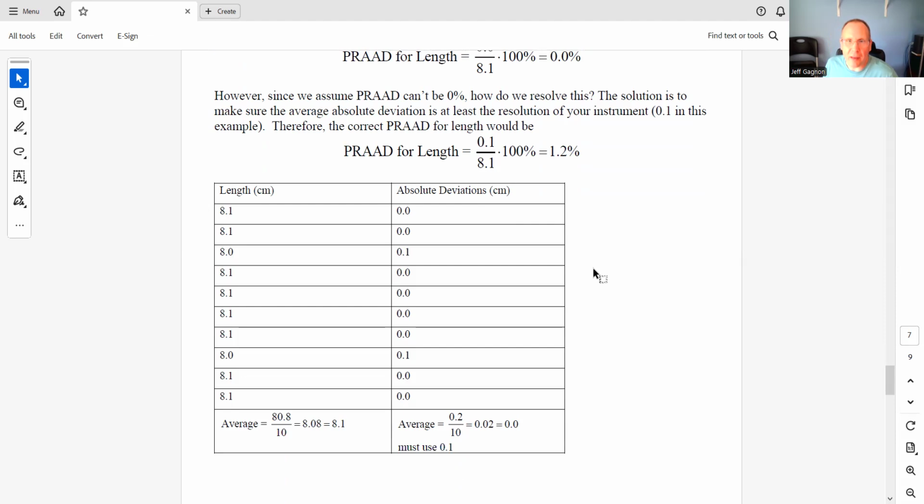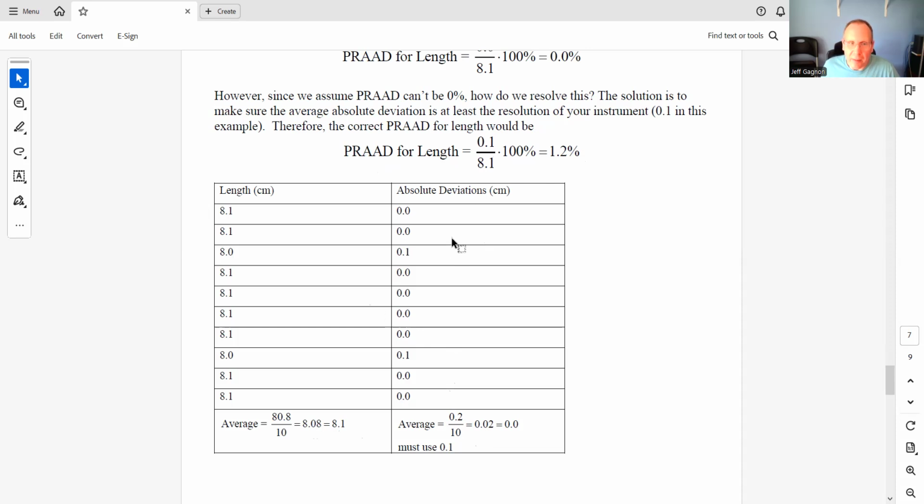Well, it turns out that whenever your average absolute deviation is ever less than the resolution of the instrument, then you must default to the resolution of the instrument for this value. You must use at least the resolution of the instrument, which in this case, remember, is 0.1. So to correct this, I would simply take 0.1 as my average absolute deviation divided by my 8.1 times 100. And in this case, I'm going to get 1.2% again for my PRAAD. But notice now it's no longer 0%.